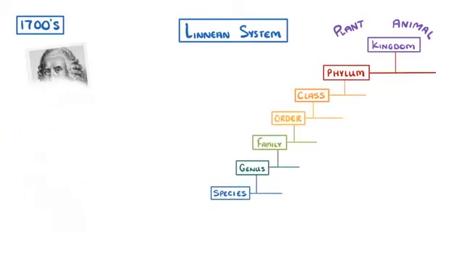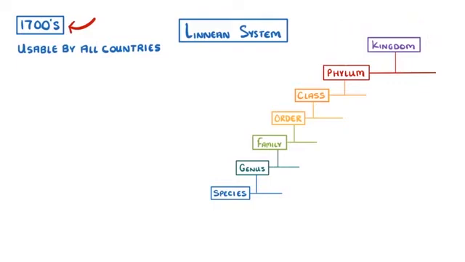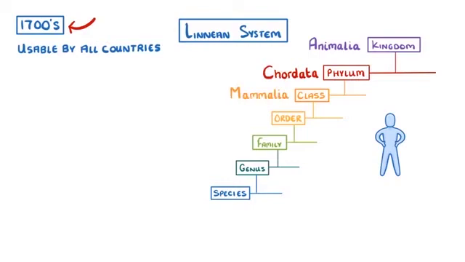This was the early 1700s, and so the system could be used by all countries. Latin was chosen as the names of each of the divisions. So if we were going to classify ourselves, our kingdom would be Animalia, the phylum Chordata, being Latin for spinal cord or the vertebrates. The class would be Mammalia, order Primates, family Hominidae, genus Homo, species sapiens.